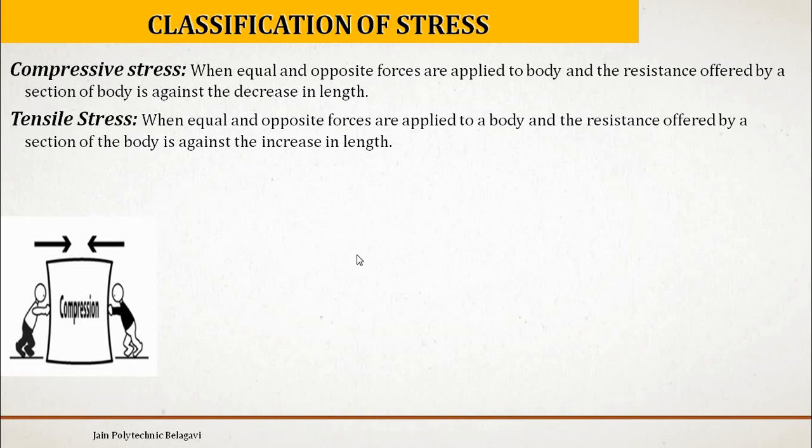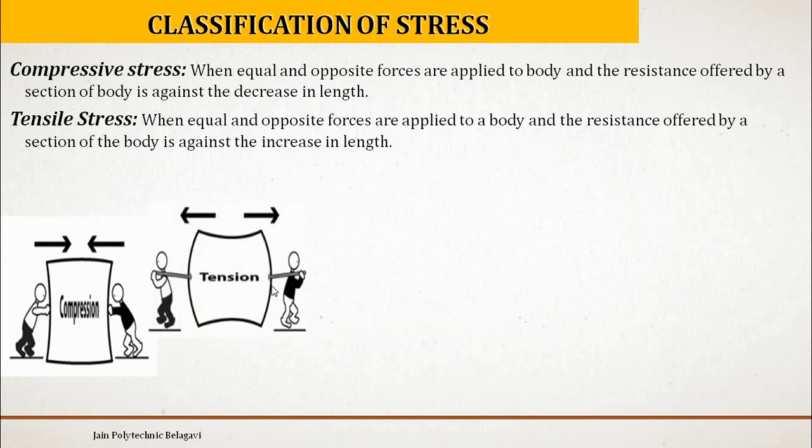So coming to tensile stress now. Here it will be opposite. The box will not be pushed, it will be pulled, right? You can observe, yes, this box is pulled in opposite directions. Again it has equal and opposite forces: here it is 10 Newton, here also it is 10 Newton, but they are acting in opposite directions. So it is the resistance offered by the body not to increase its dimension. That is said to be tensile stress.